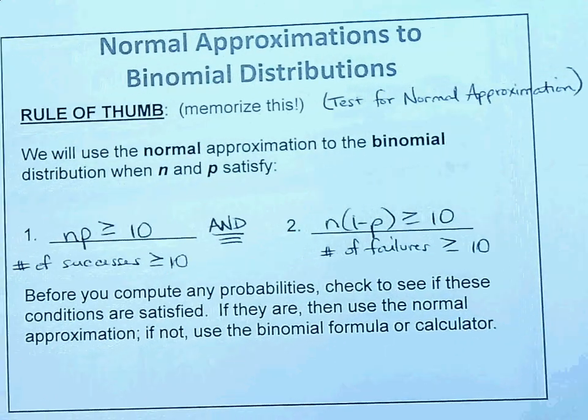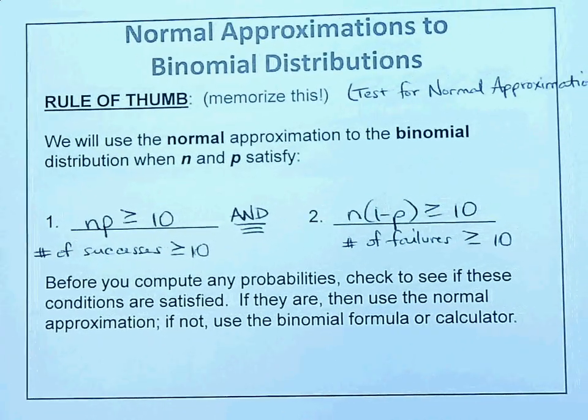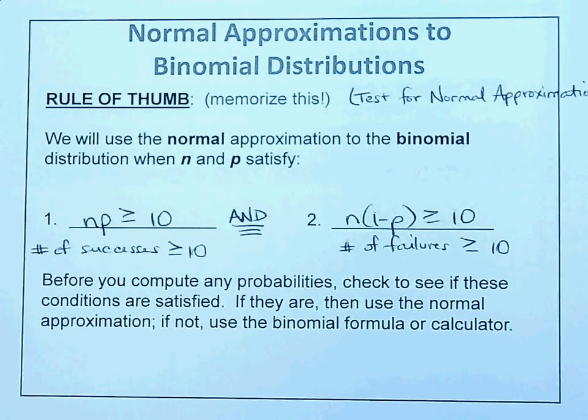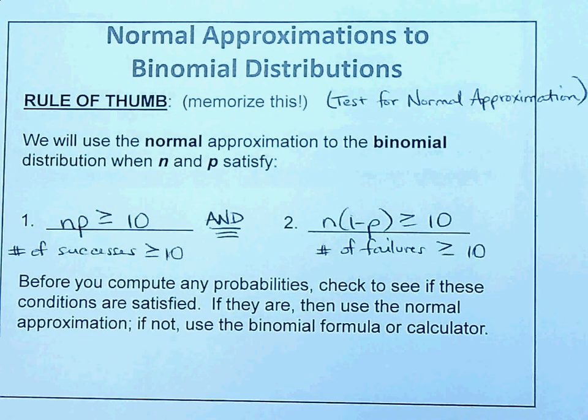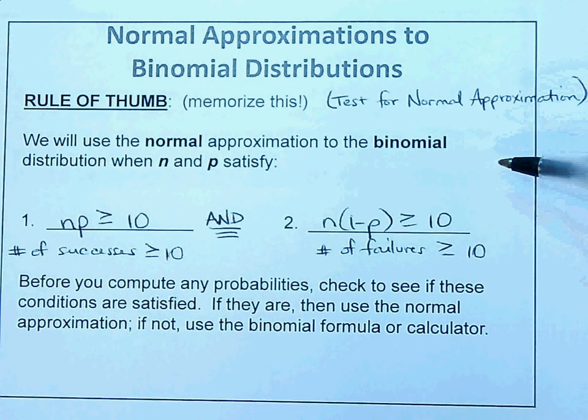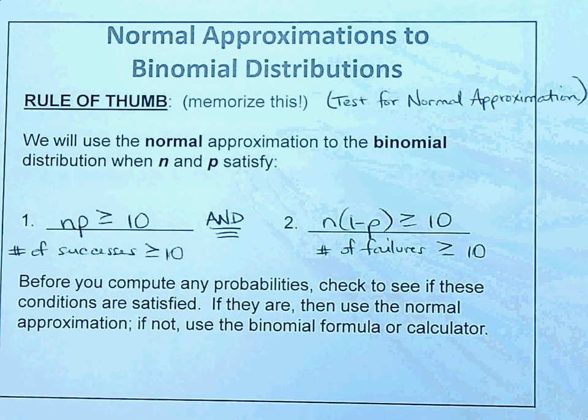We have a rule of thumb. I like to call this the test for normal approximation rather than just rule of thumb, because you'll find in the next few days we're going to end up with many rules of thumb. And so rather than just calling everybody the same thing, I kind of want to talk about what specifically they are. So this is a test for normal approximation. We'll use the normal approximation to the binomial distribution when n and p satisfy two conditions.